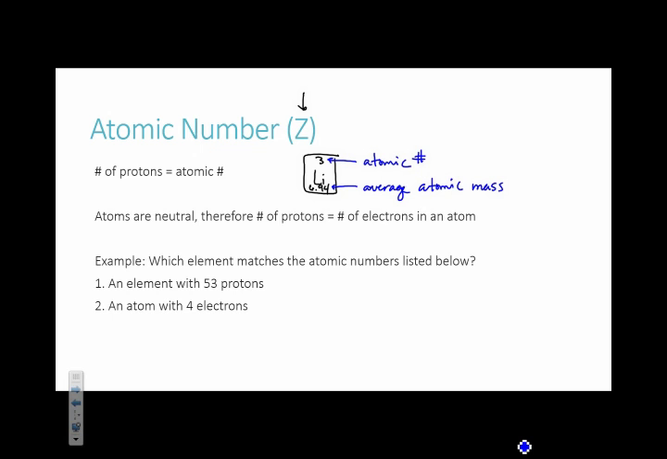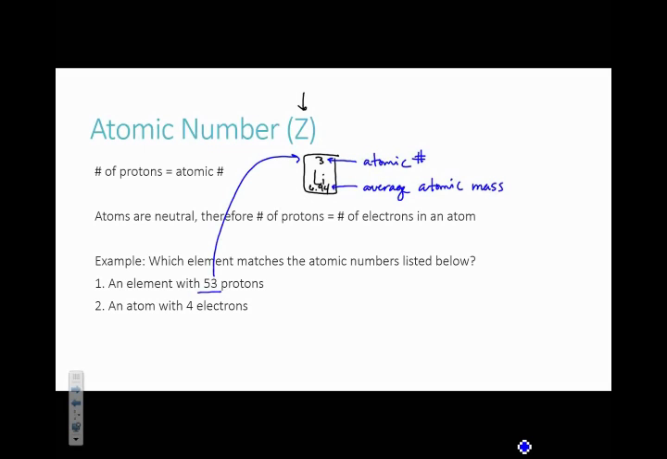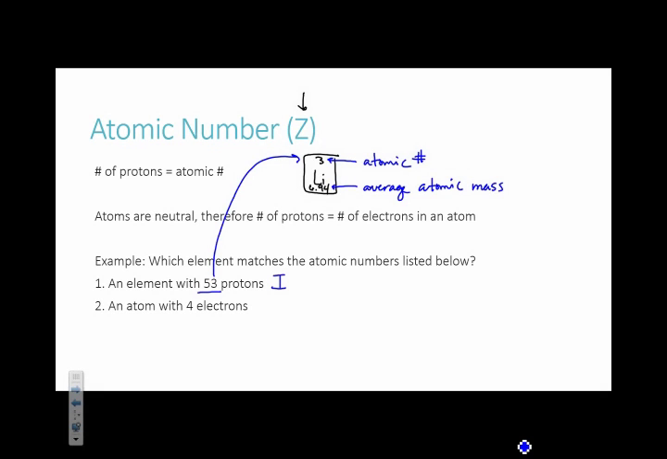So if I want to figure out the element that matches the atomic number, then I need to find the element that has a 53 up there on that top bit. So I take a look at my periodic table and I see that is iodine. The atom with 4 electrons would be beryllium.